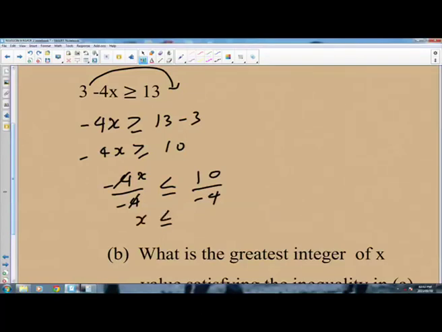So x ≤, and then we have 10 divided by negative 4, and 4 into 10 is negative 2, remainder 2 over 4. It's -2 and 2/4, and then x ≤ -2 and a half. It's -2 and a half because 2 over 4 can be simplified.